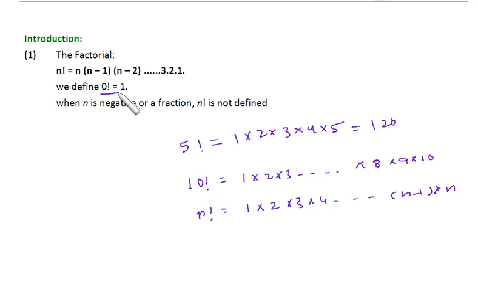Now we define 0 factorial as 1, and factorial is not defined for negatives or fractions, right? That means n has to be a positive integer, or we can say a natural number, right? So factorial is defined only for positive integers, right? And 0 factorial is 1, that you have to keep in your mind, right?